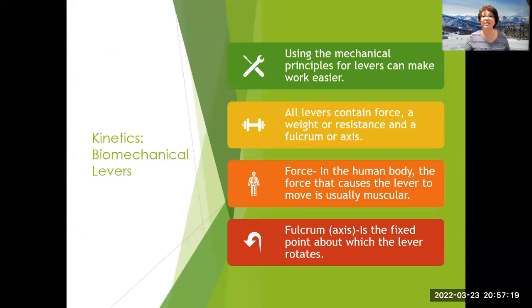So using mechanical principles of levers can make work easier. It's the idea of Archimedes moving the earth or prying the lid off a paint can, however you want to think of it. So all levers contain a force, which is either the internal or external moment arm, a weight or resistance, which is the other one, and a fulcrum or an axis. In the human body, the force that causes the lever to move is usually muscular. The axis or the fulcrum is the fixed point about which the lever rotates, which is the joint. So in the body, our joints are the axes.